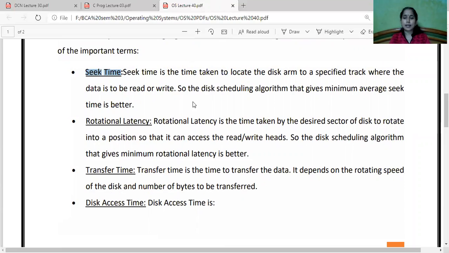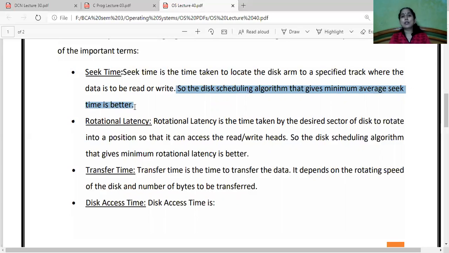How much time does it take? Seek means to search, okay? So how much time will your system take to locate the position of that file? That is seek. So seek time is the time taken to move the disk arm to a specified track where the data is to be read or written. So the disk scheduling algorithm that gives the minimum average seek time is considered to be better.